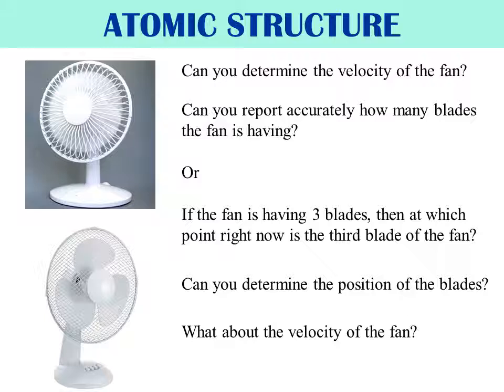So this is the basic of Heisenberg's uncertainty principle. So it's uncertain that we will be able to determine both velocity as well as position with high accuracy. At the same time, it's not possible.